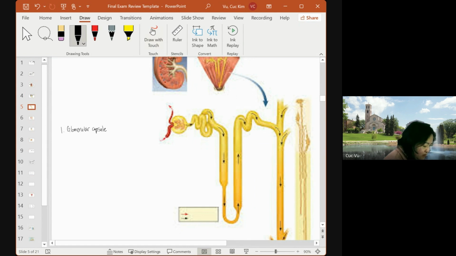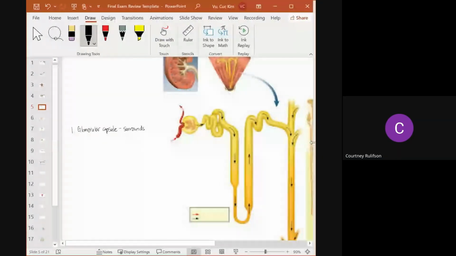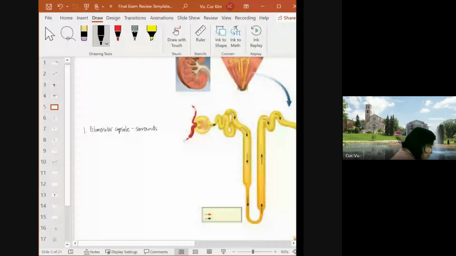So you can see that the glomerular capsule is a bowl-like shape. Think of it like a baseball mitt. And it's going to surround... What does it surround? The glomerulus. Very good. Excellent. It surrounds the glomerulus.